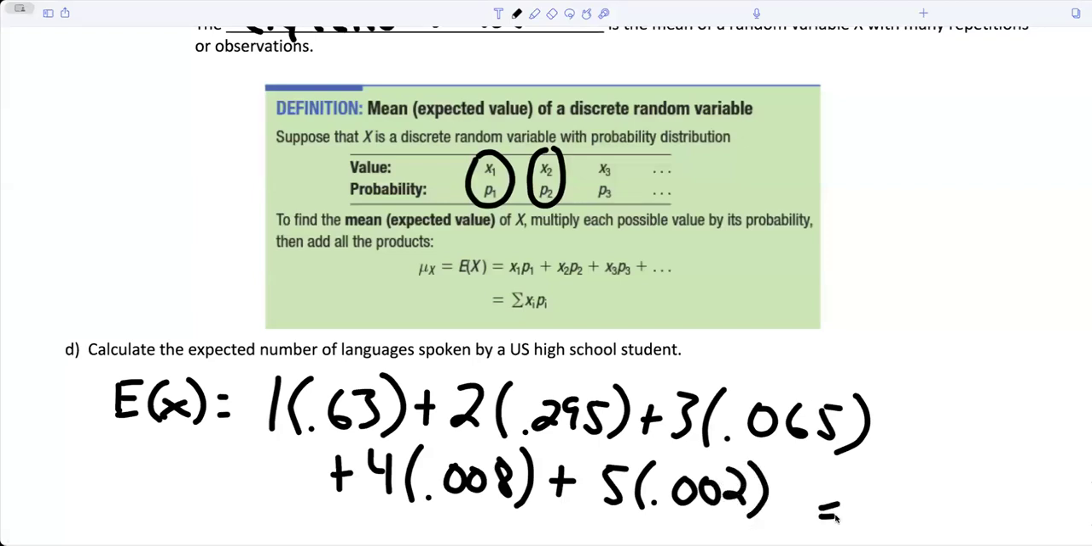So take your calculators, if you will. If you don't have one, grab a calculator. And let's calculate the expected value.